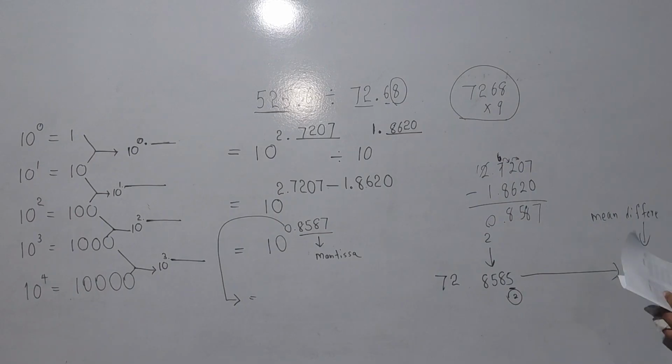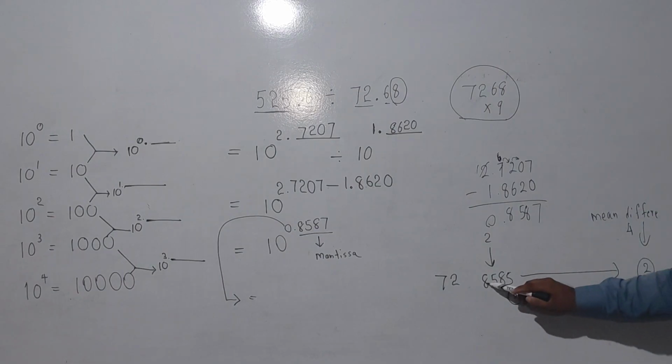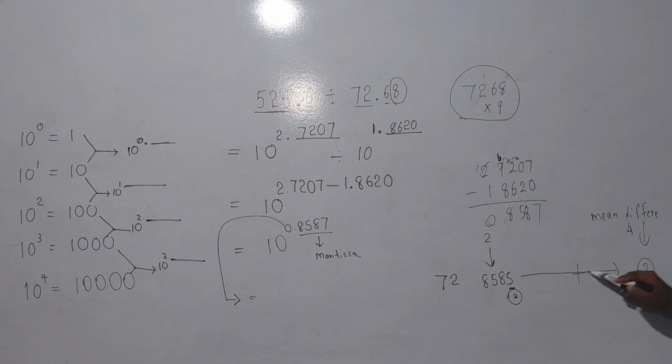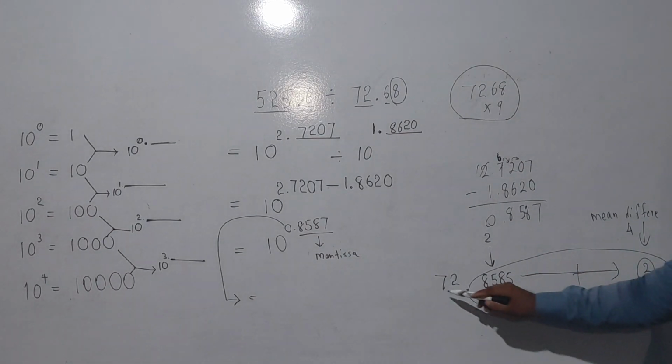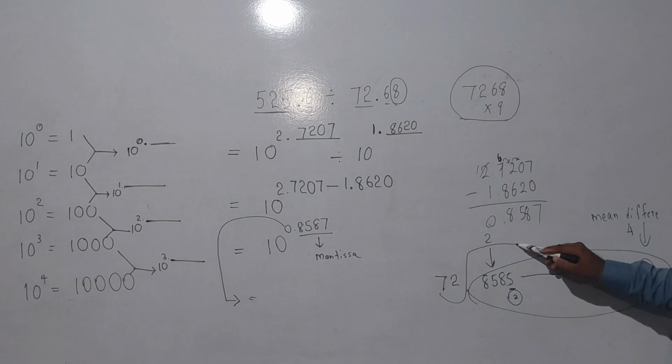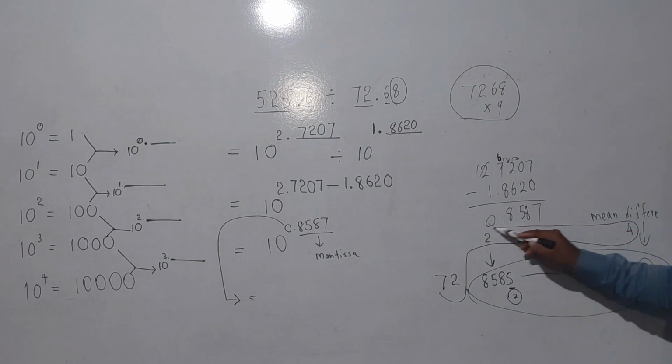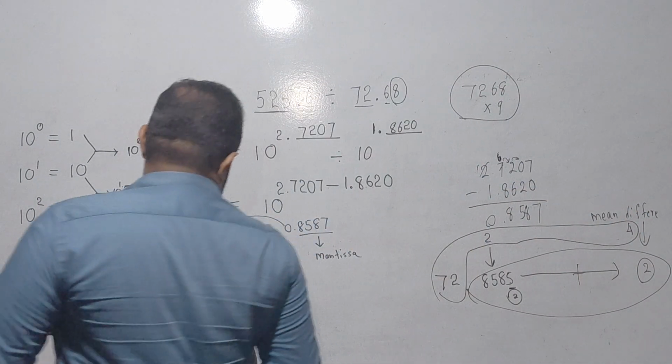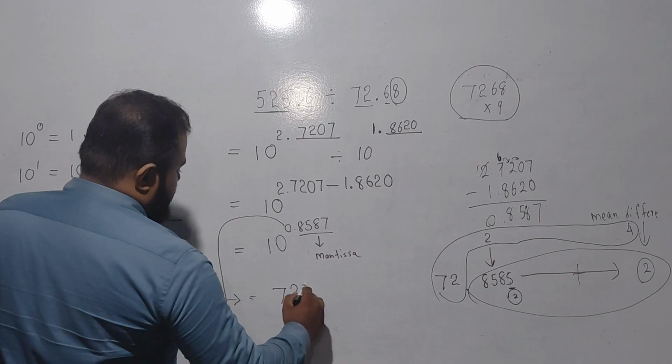2 is in 2 places, 3 and 4. So take the bigger value. Take 4. In mean difference 4, there is 2. So 8585 plus 2 is equal to 8587. So what is the antilog value? 72's 2's 4.